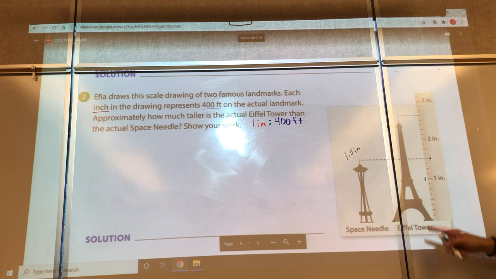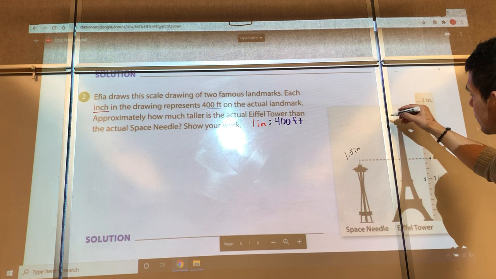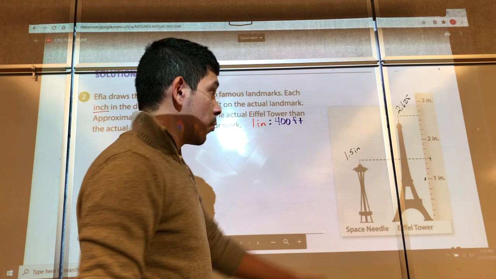Okay? Let's do the Eiffel Tower now. Because most people think it's 2.5, and it's actually really not. That's going to be 1, 2, 3, 4, 5. 5 out of the 8, that's going to be 5 eighths. So that's going to be 2 inches. I'm going to write it over here. 2.625 inches. 5 divided by 8 is 0.625. So don't think that the Eiffel Tower is 2.5. It's not. They're trying to trick you, though.